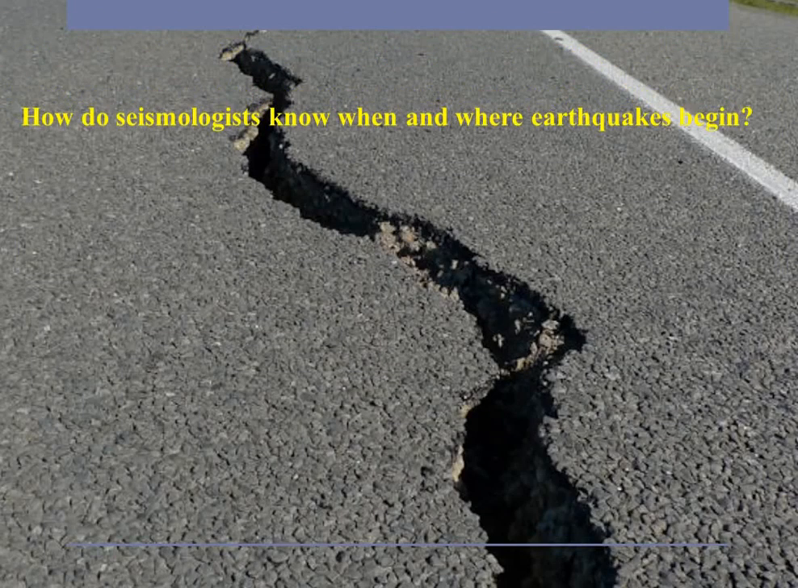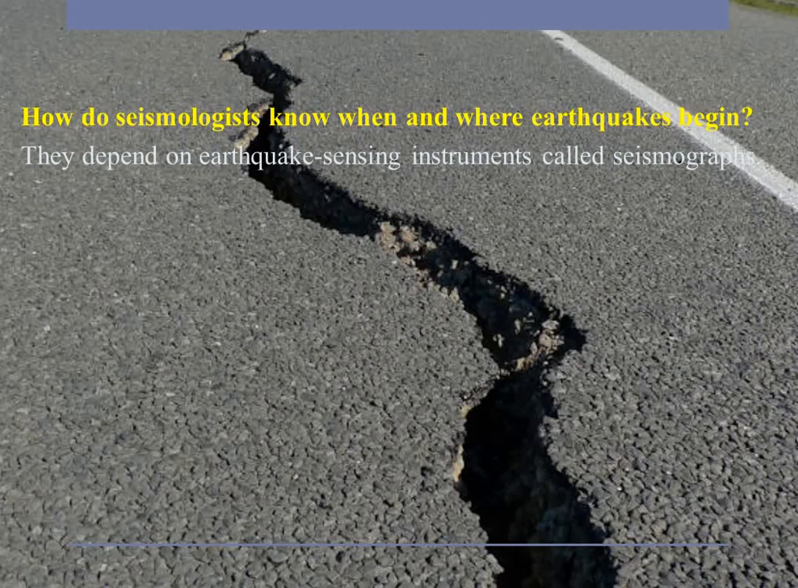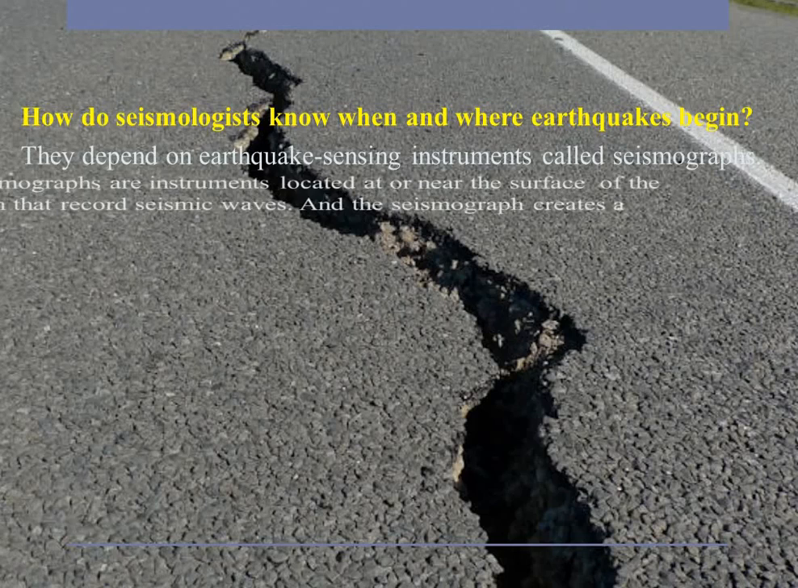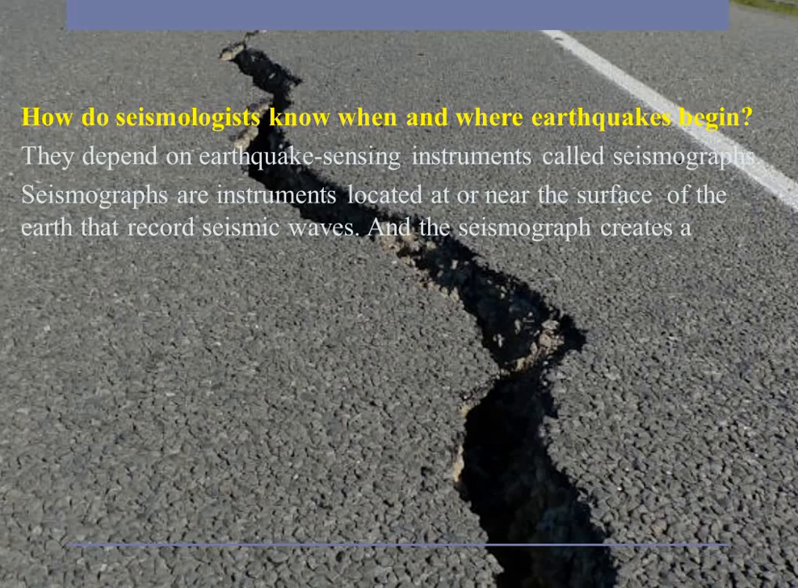How do seismologists know when and where earthquakes begin? They depend on earthquake sensing instruments called seismographs. Seismographs are instruments located at or near the surface of the earth that record seismic waves, and the seismograph creates a seismogram, which is a tracing of earthquake motion.